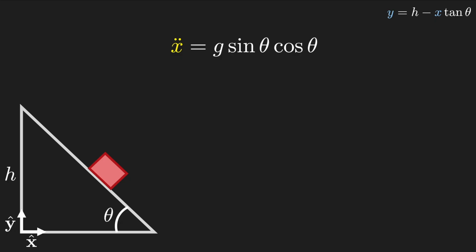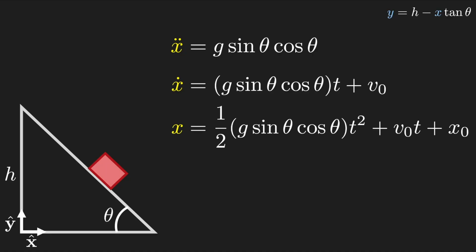Now, this is a relatively simple differential equation. We have a double time derivative on the left and a constant on the right. This means that we can integrate both sides to get our position function. So integrating first, we get x dot equals g sine theta cosine theta t plus v naught. So this tells us about the velocity of the box, where v naught is the initial velocity of the system. Integrating once more, we get 1/2 g sine theta cosine theta t squared plus v naught t plus x naught, where x naught is the initial position.